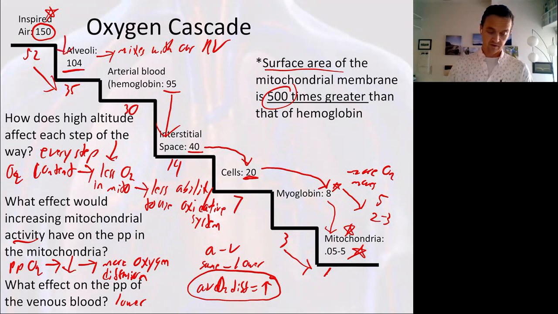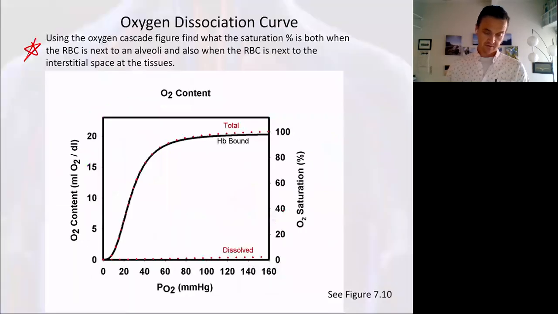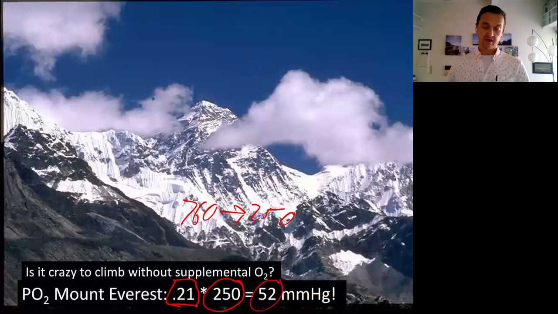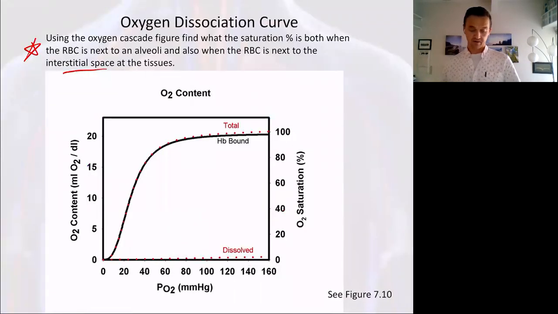So 104. When it's next to, what was the other part that I was saying? When the red blood cell is next to that interstitial space, right? Sorry, that was that one. And the interstitial space is 40, right? So we want to look at both the partial pressure at 40 and the partial pressure of 100.